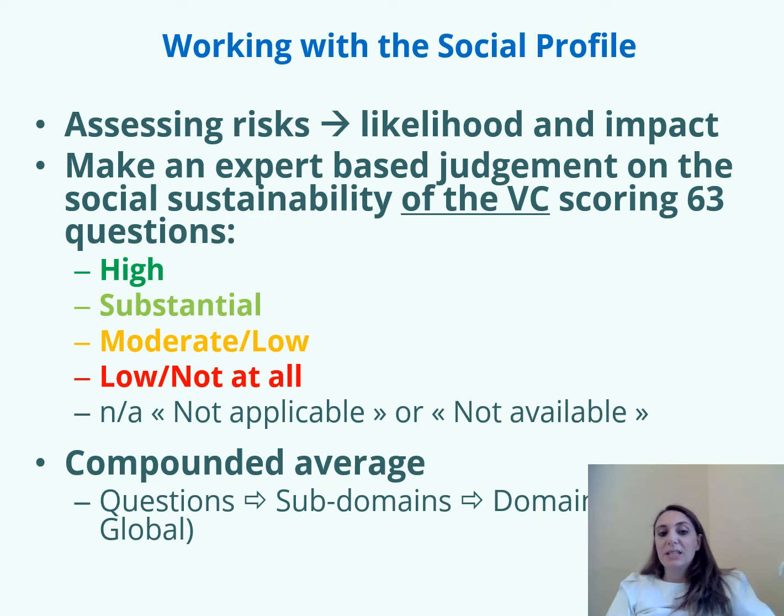You also have the NA, non-applicable, not available option. It means that either the question is not applicable to your case, as we discussed, or when you cannot make an informed score, so you decide not to reply. So the social profile will then make a compounded average of the questions and then of the subdomains and of the domains to give a global radar chart of the social profile.